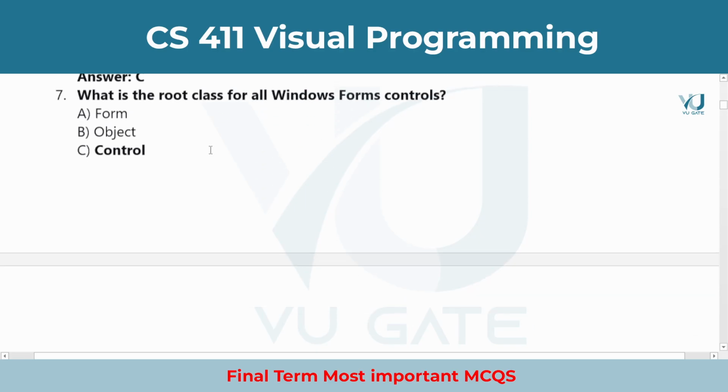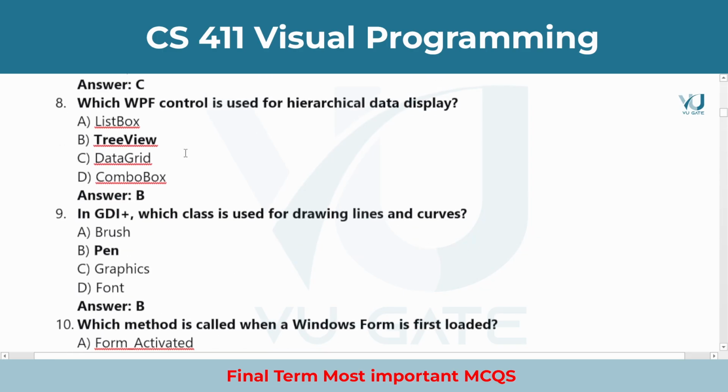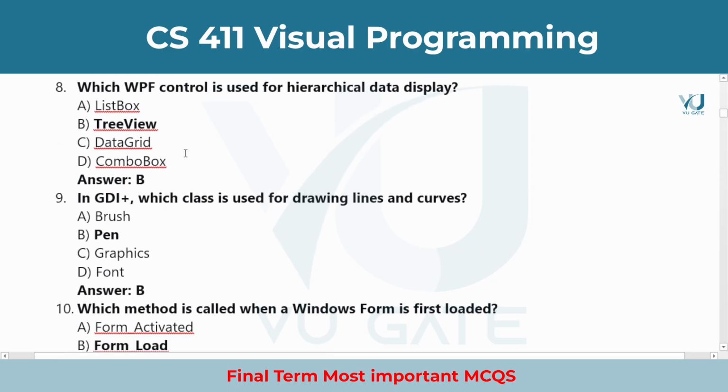Question 7. What is the root class for all Windows Forms controls? The correct answer is option C, Control. Question 8. Which WPF control is used for hierarchical data display? The correct answer is option B, TreeView.